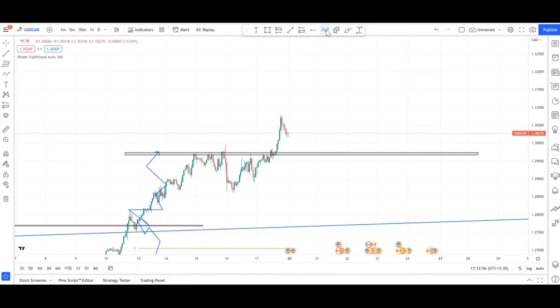Okay guys, what we have to see is that if it comes and takes support, you can go for long. You can keep your SL at this green candle low. After that you can expect your first target here, then second, third and fourth.